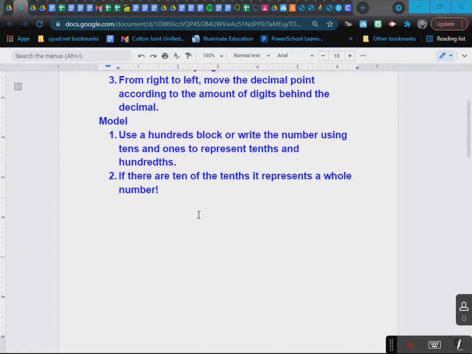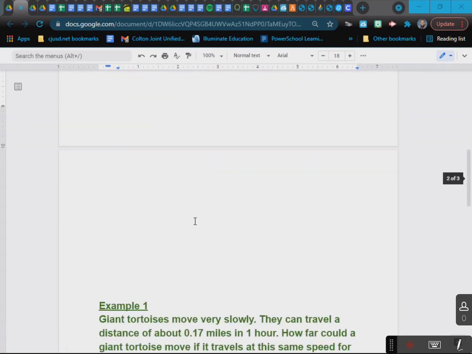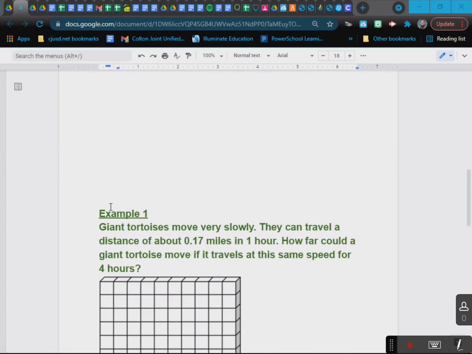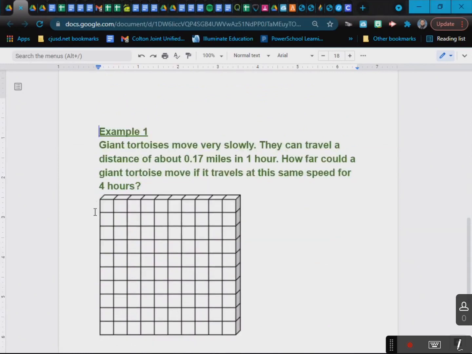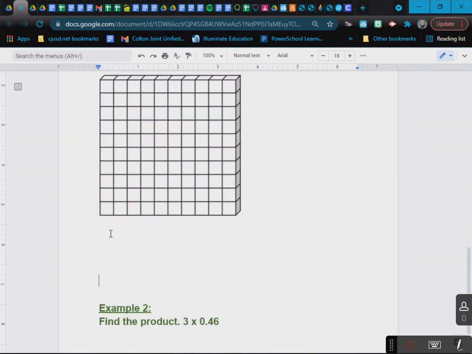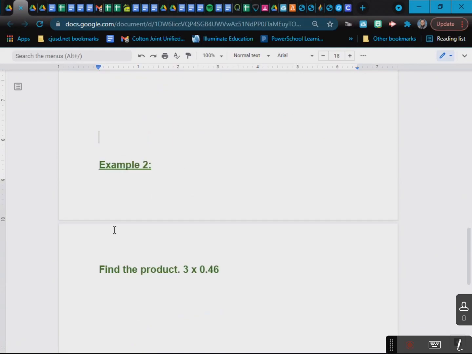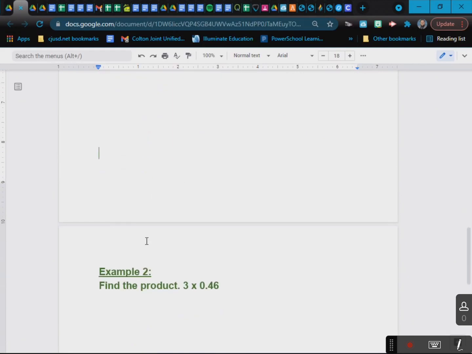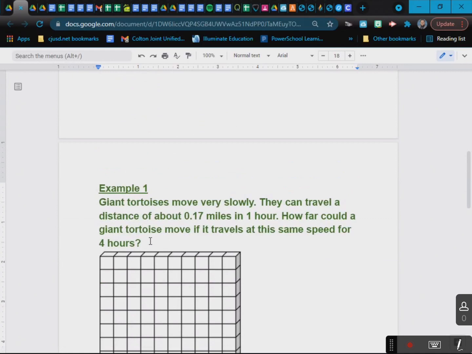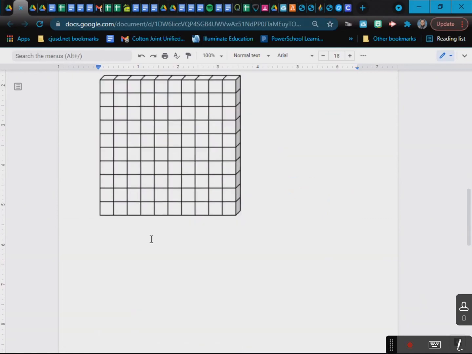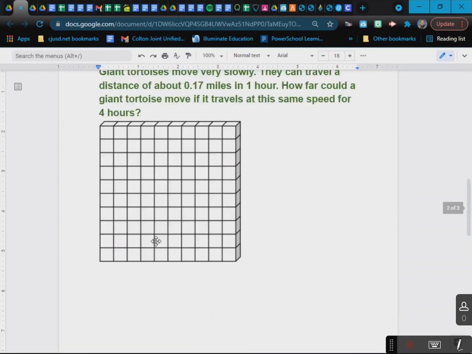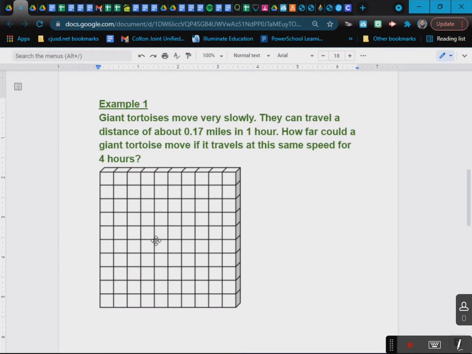So hopefully you wrote down those steps. So let's go ahead and get to number one. I'm going to move number one up a little bit though. All right, cool. And I think number two, I want to have its own page. So here's number two. Here's number one. So you can pause for number one. Pause for number two. All right, so let's do number one. Number one says, giant tortoises move very slowly, traveling a distance of about 0.17 miles in 1 hour. How far could a tortoise move if they traveled for 4 hours?